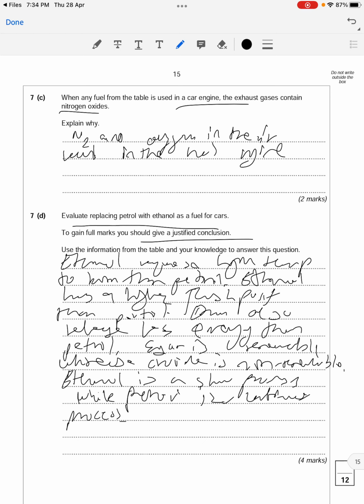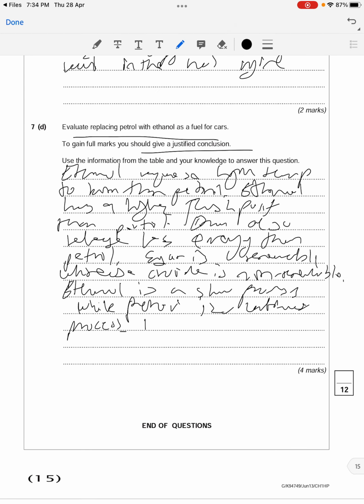Okay. Now we give our conclusion. In conclusion, ethanol is a better alternative to use as fuel. So I'm mentioning the conclusion is a better alternative than using petrol.